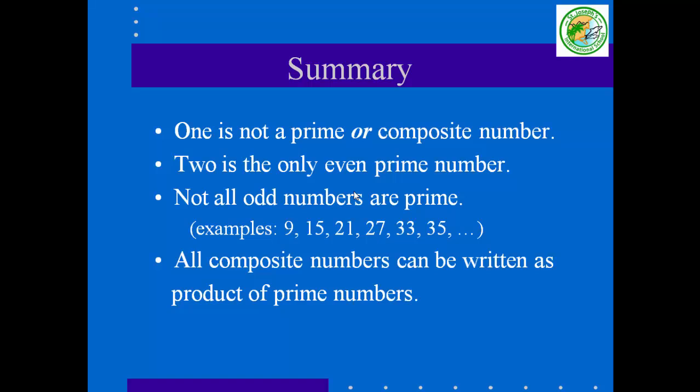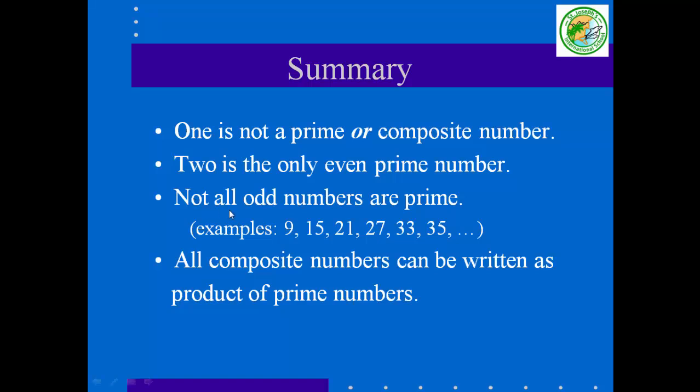This is the summary of our lesson. 1 is not a prime or composite number. And you should note that 2 is the only even prime number. Yes, we note that all the prime numbers are odd numbers, like 3, 5, 7, 11, 13, 17, and so on. All the prime numbers are odd numbers except 2. 2 is the only even prime number. And this is a very, very important question.